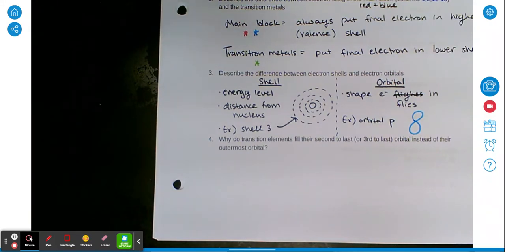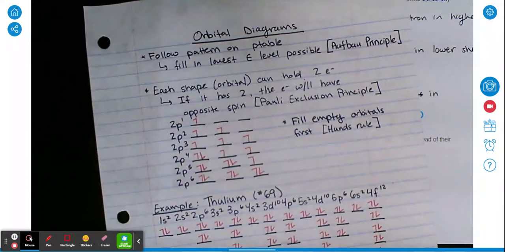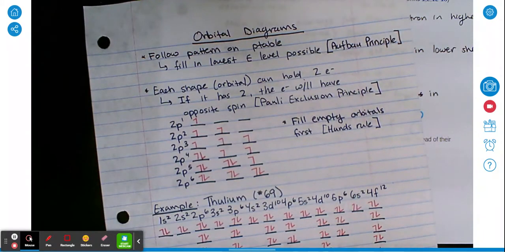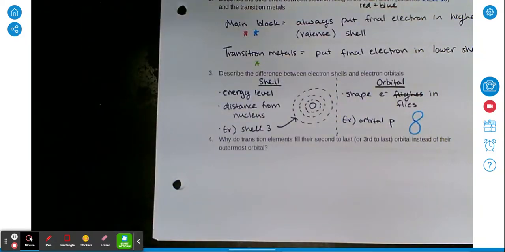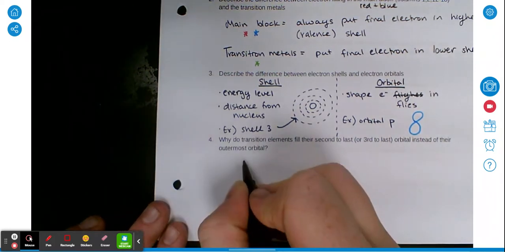All right. And then question 4. Why do transition metals fill their second to last or third to last orbital instead of their outermost orbital? Well, that comes back to our last page of notes that we took, which is our Aufbau principle. Electrons will sit in the lowest energy level possible. So if it is possible to fill a degenerate orbital, they're going to use the degenerate orbital.